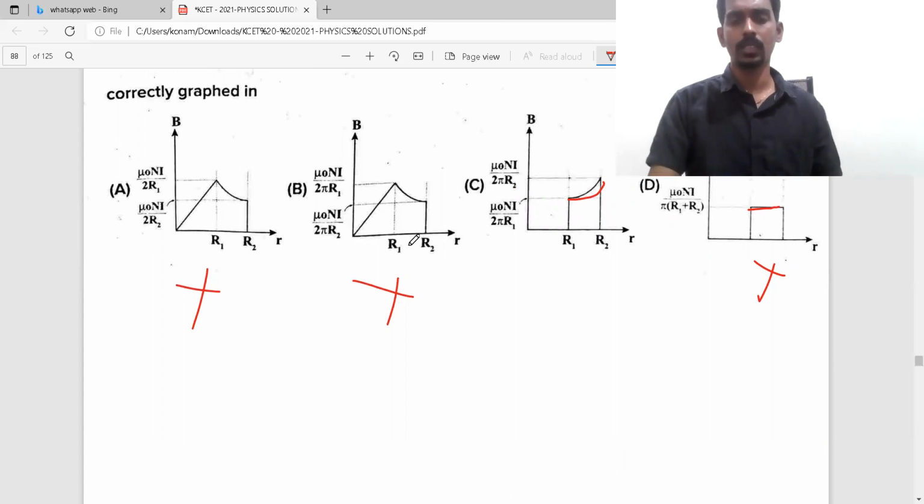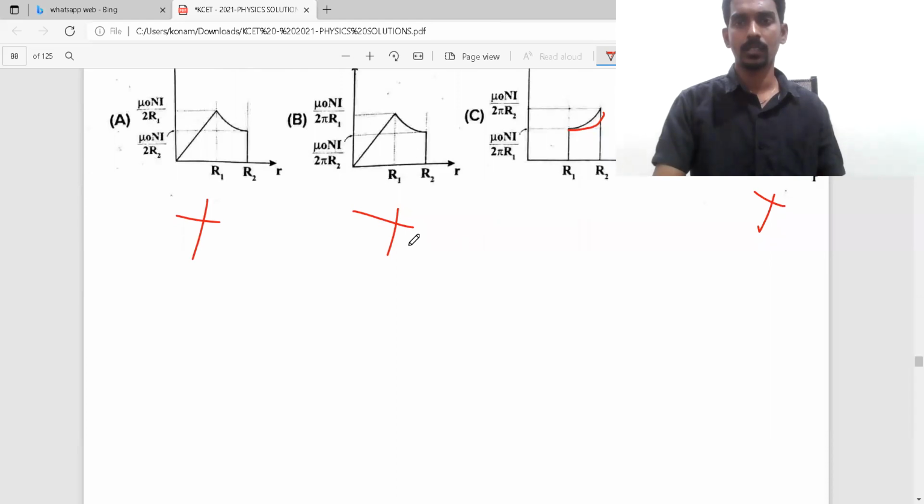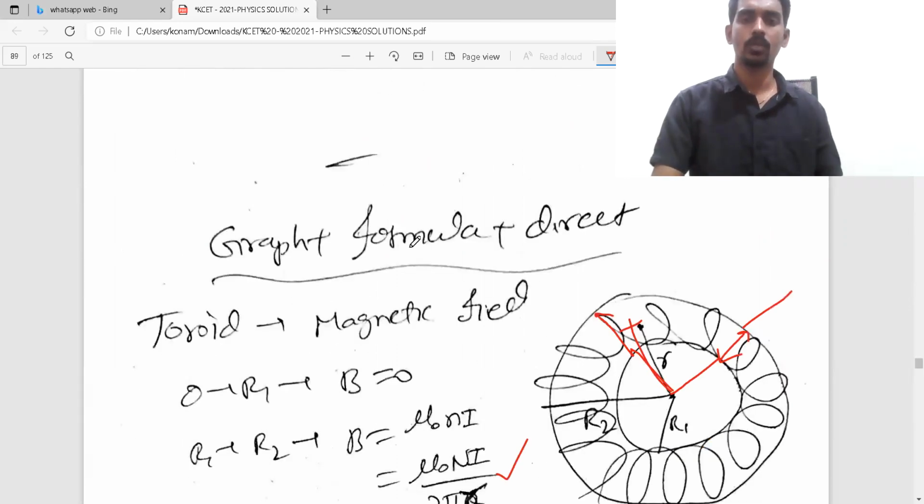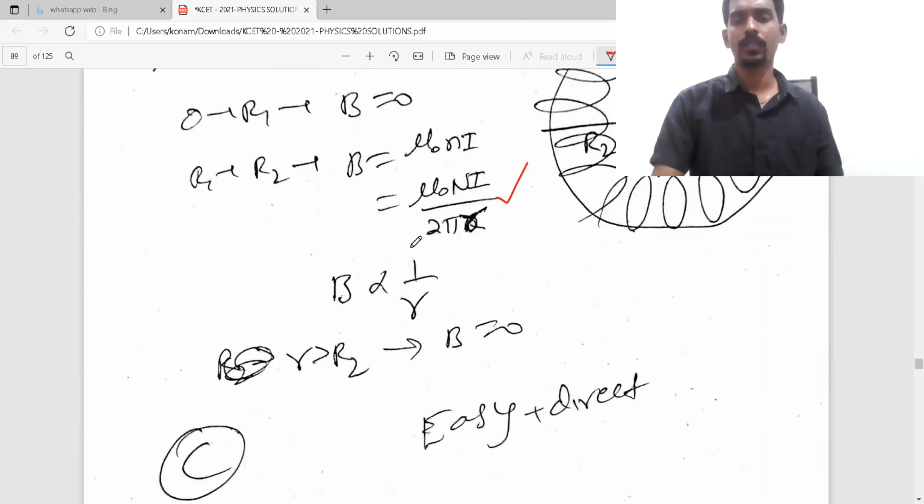But here, I think, see, the number of turns per unit length. So here, whichever number of turns you take, it will come the same. So like mu naught N i.